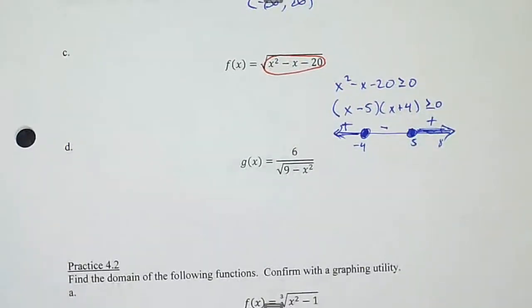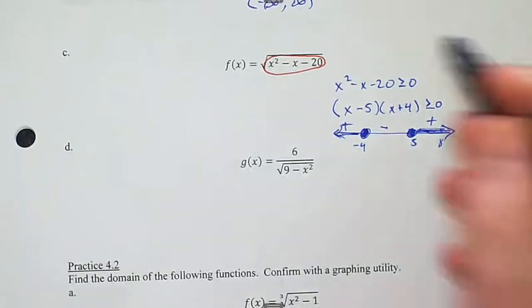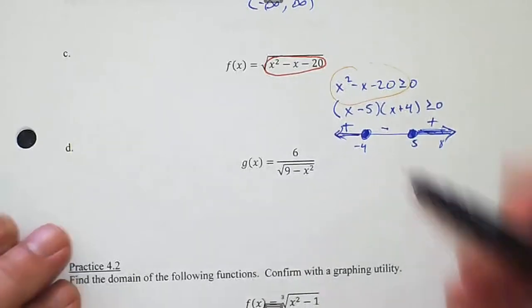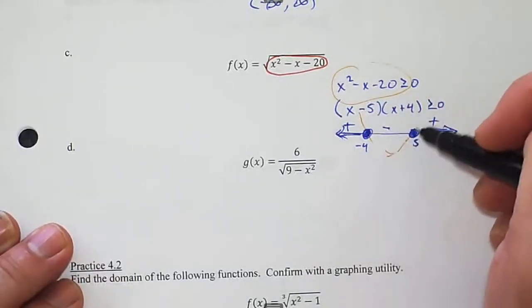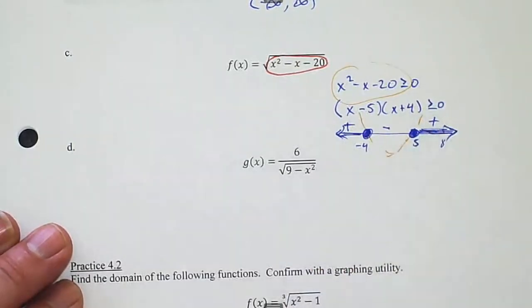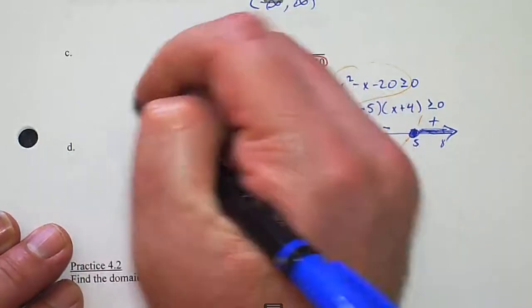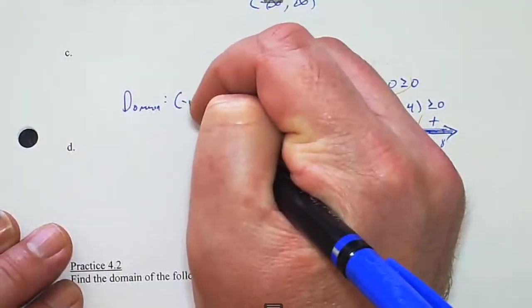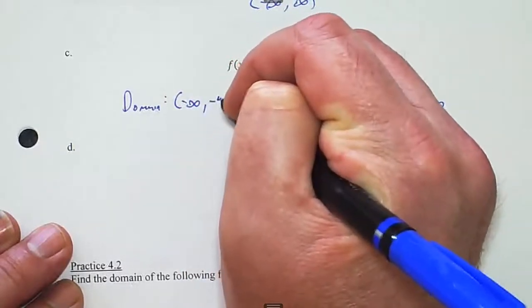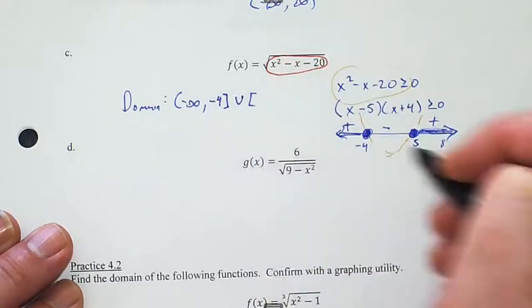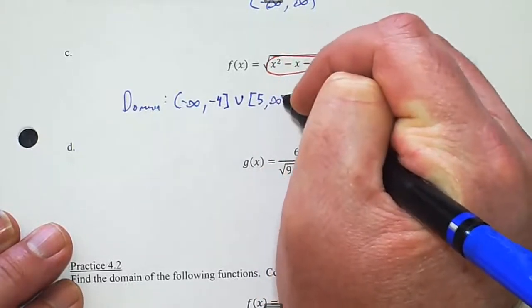Another way to have solved this inequality, you might have thought, hey, I know the shape of this graph. That's a parabola with a leading coefficient that's positive, so it opens upwards like this. And so in this region, we're above the x-axis. Here we're below, there we're above. So our domain is negative infinity to negative 4. We're going to include the negative 4. And then we're going to union that with 5 to positive infinity.